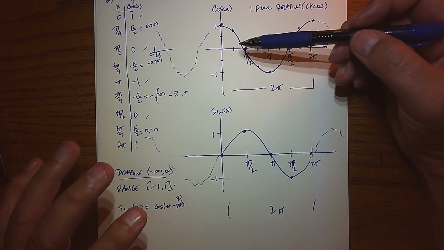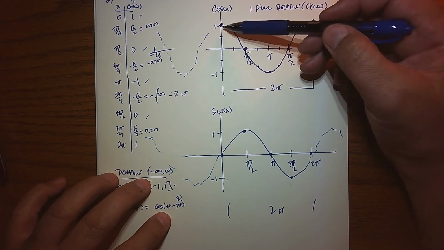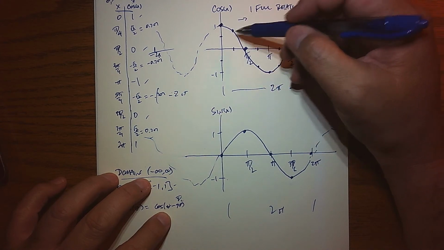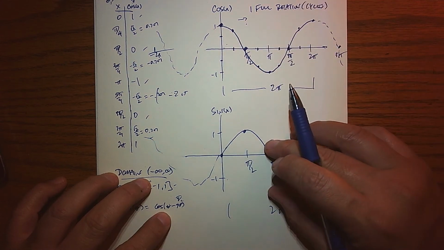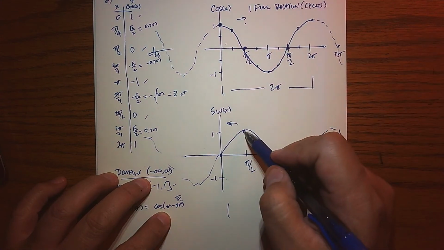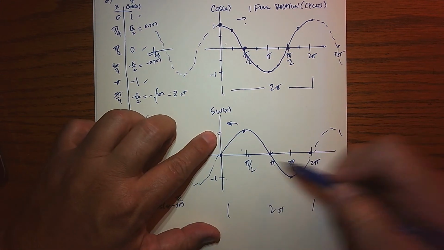We'll talk about this in more detail, but you can see that if we took this graph and shifted it over about pi over 2, this part here would end up here, and we would basically have the sine graph, or vice versa. If we took this and shifted it back pi over 2, this point would be here, this point would be here, and we basically have the cosine graph.